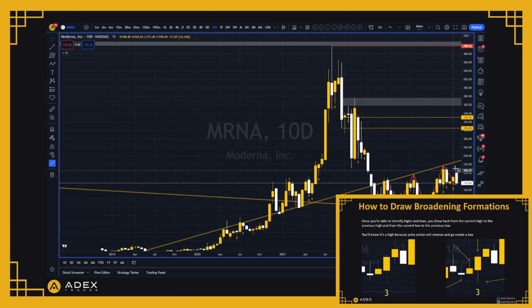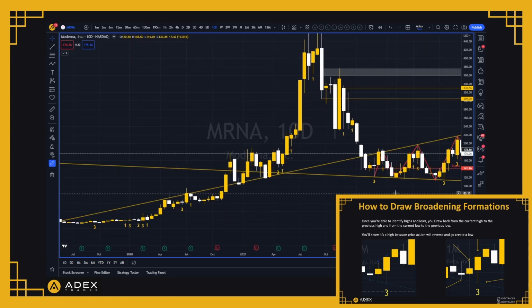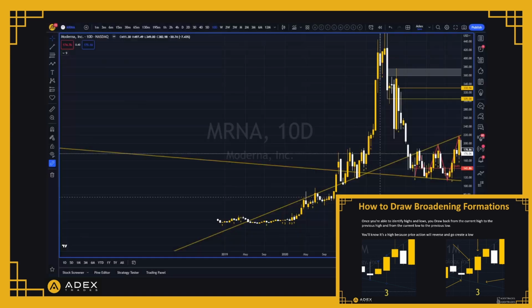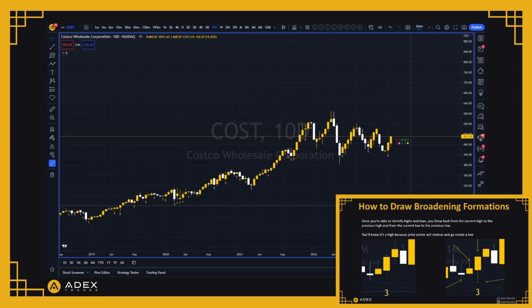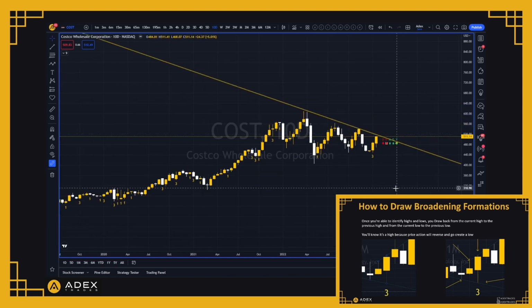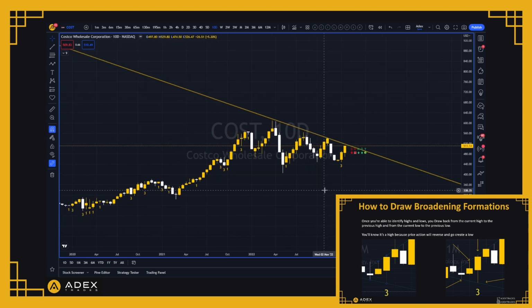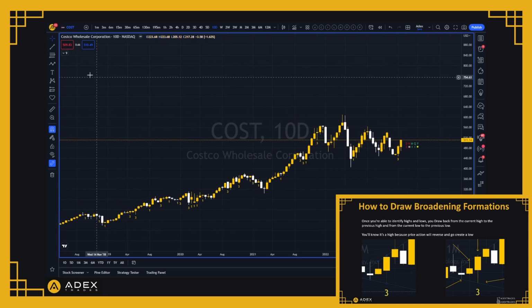Okay, you want to make sure that you're drawing it from a high to a higher high and a low to a lower low. So if I were to look at a different chart, Costco, right? People will say, oh, I have this broadening formation for Costco. That is not a broadening formation. Why? Because you are drawing price from a high to a lower high. Remember, you want to be drawing price from a high to a higher high and from a low to a lower low. So this is not the broadening formation, but where is the broadening formation? Right here.